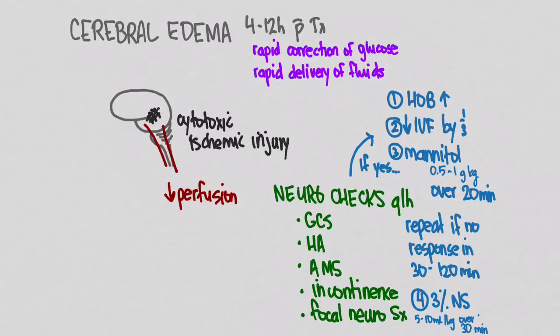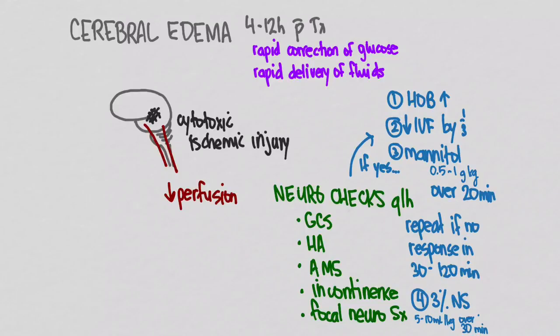And treatment is going to be increasing the head of the bed, so putting the head of the bed up, decreasing IV fluids by a third, starting mannitol, a half to a gram per kg over 20 minutes. And if you have no improvement of the neurologic function, you can repeat that after about 30 to 120 minutes. And the fourth thing you can do is hypertonic saline, 3% normal saline at about 5 to 10 mLs per kg over 30 minutes. And that's going to hopefully decrease your ICP, increase your cerebral perfusion pressure, as well as your MAP.